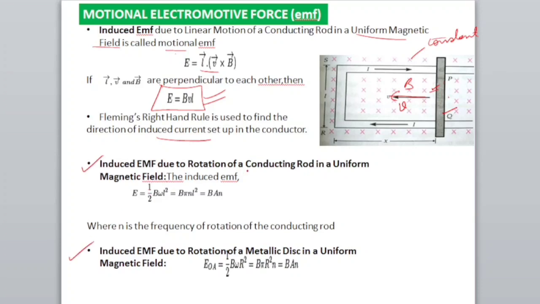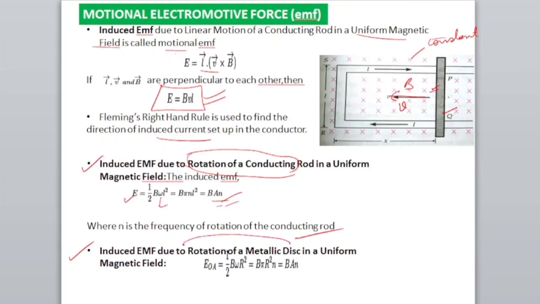Induced EMF due to rotation of a conducting rod in a uniform magnetic field. In that case, due to rotation of the conducting rod, while earlier it was linear motion, when the rod rotates in a uniform magnetic field, the EMF induced is given by E equal to half B omega L squared. Omega is the angular frequency, equal to 2 pi n, where n is the frequency of rotation of the conducting rod. All these formulas you have to remember. Again, induced EMF due to rotation of a metallic disc.